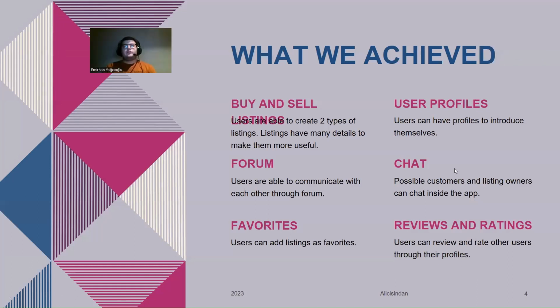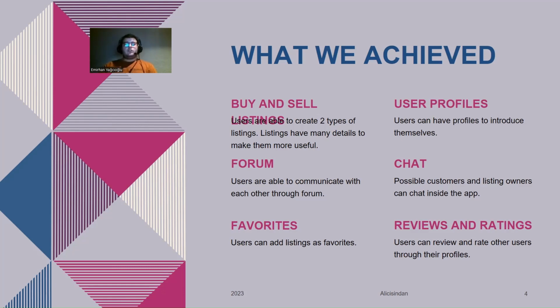In our previous presentations and reports, we discussed the features we planned for our app, and here's a list of the features we achieved. In our app, all users can post both buy and sell listings. All users have unique profiles where they can present their information. We have a forum where all users can discuss various topics.